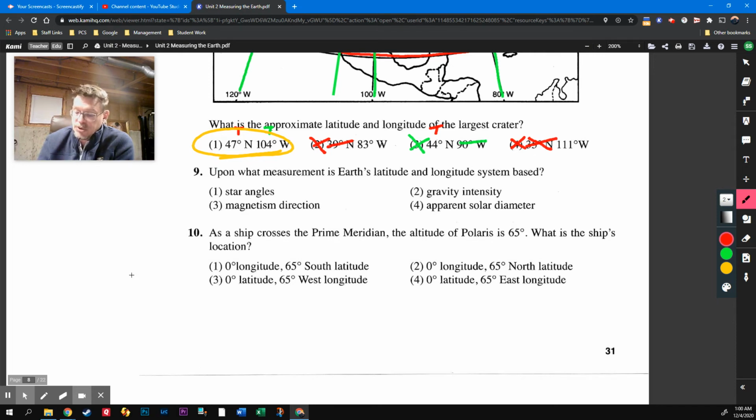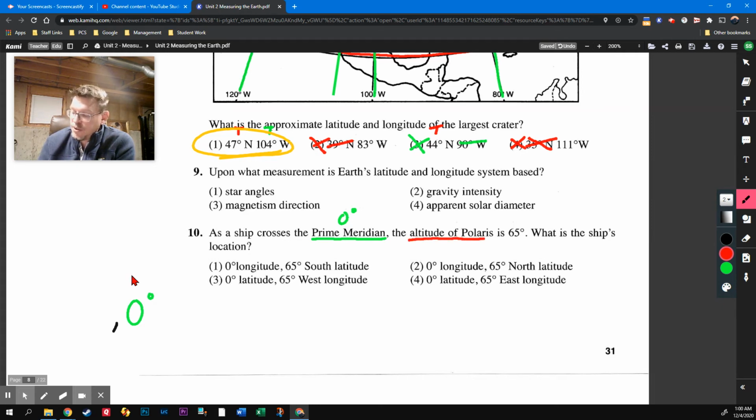So as the ship crosses the prime meridian, well, we know that the prime meridian is the baseline for longitude, and its value is 0 degrees. So that tells me that if the ship is crossing the prime meridian, its longitude is 0 degrees. So I'm going to put that down as part of my coordinate pair. But it's longitude, so it's the second half. Done.